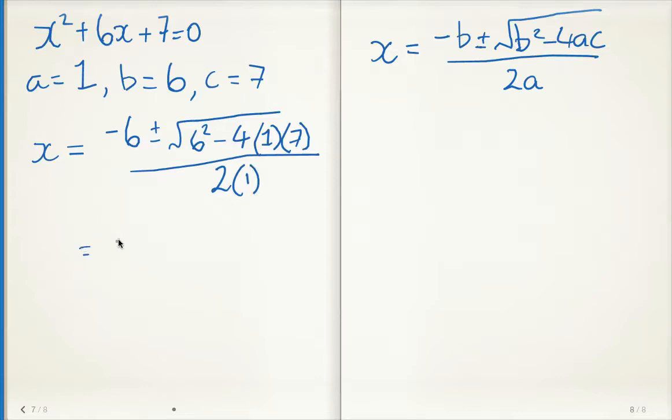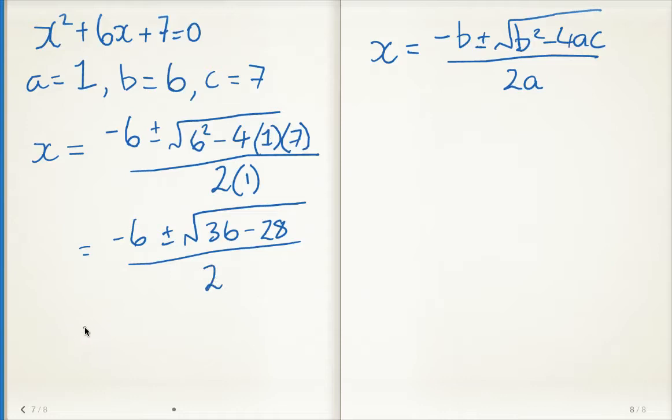Alright, so I end up with, let's see if I can simplify this a little bit. I get 36 minus, now 4 times 1 is 4, times 7 is going to be 28, divided by 2 times 1 is 2. Alright, so we're on track here. Let's see if I can simplify what's under that square root. I get negative 6 plus or minus the square root. Well, 36 minus 28 is going to be 8.